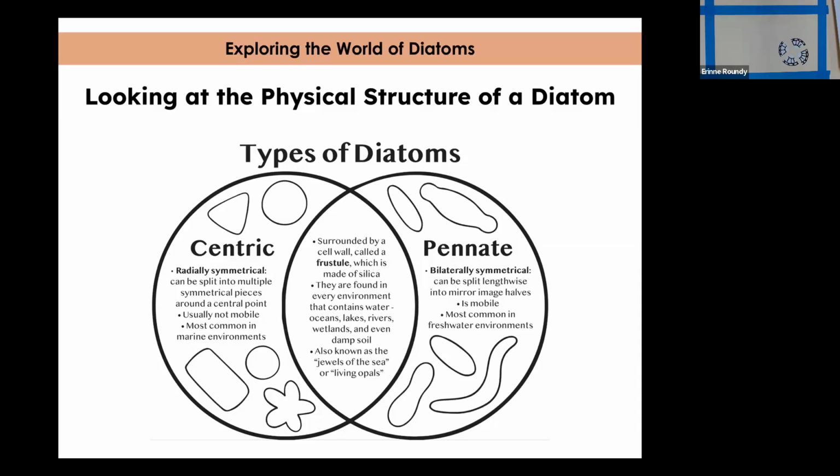The second type are the pinnate, and these ones are bilaterally symmetrical, and they can be split lengthwise into mirror image halves. They tend to have a more elongated appearance. So if I were to cut this one in half, each side would be mirror image of itself. So, next slide.